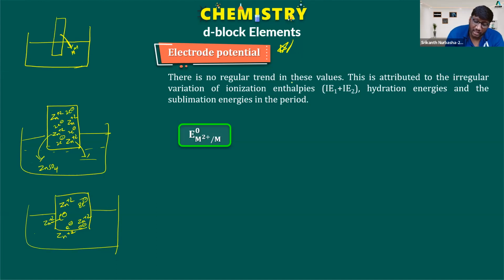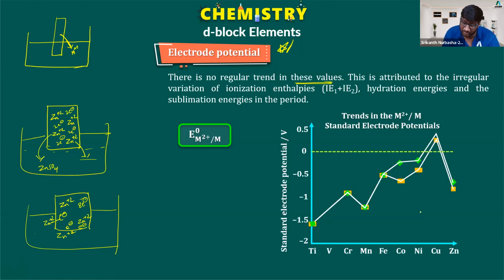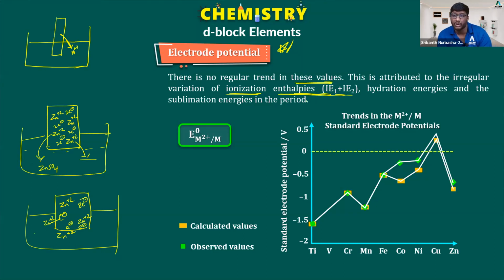Right now, there is no regular trend in these values. The electrode potential values have no regular trend. And if you try to plot the graph, you get a graph like this. The calculated values and the observed values differ. There is no regular trend because there is irregular variation of ionization energies, that is ionization energy 1, ionization energy 2. If you calculate this, there is no regular trend in the ionization energies of d block elements. Because of exchange energies, if you remove one electron, the formed electronic configuration may have a difference in exchange energy. That is why ionization energies do not have a regular trend.